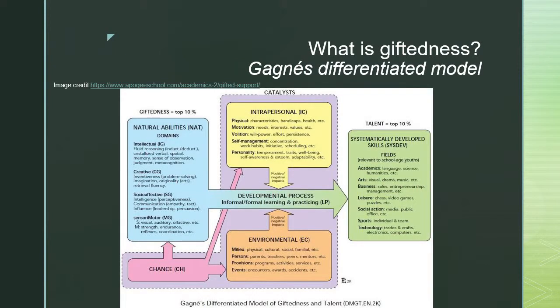So Gagné's differentiated model for giftedness separates giftedness from talent, where giftedness is defined as having natural abilities in those various domains listed that are in the top 10% of the overall population. And in this model, what's emphasised is that potential may not be realised unless we have the right catalysts within the student as well as within their environment.